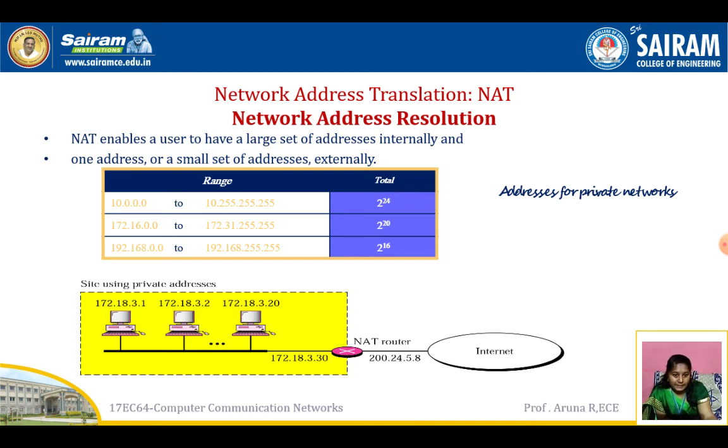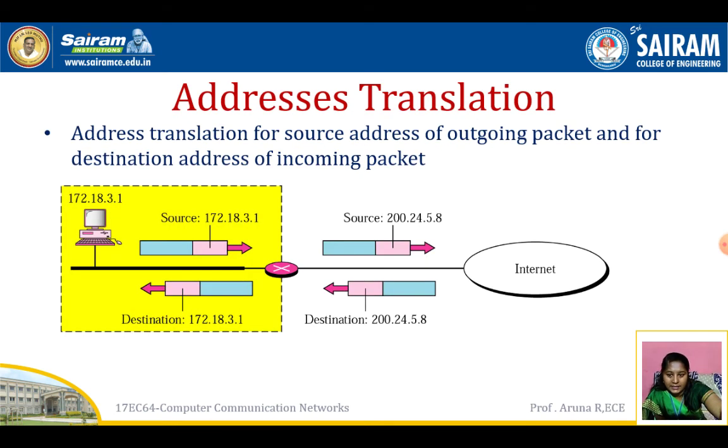200.24.5.8. This is the task of the network address translator, converting your local or private address into a unique logical address on the internet. That is done by the NAT. Here also in this example, the same thing is happening. Inside the network, it has a local address. When the same thing goes out of the network, it is converted to a standard address. That is, address translation from private to logical address.